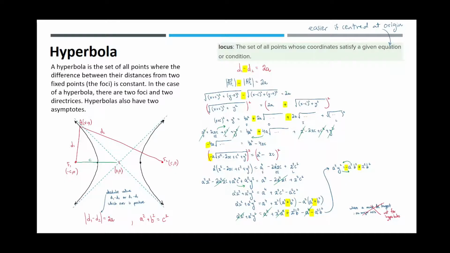So we're going to continue getting all the terms with x's and y's on one side and everything that doesn't have x and y on the other. And then we want one of the sides to be 1. So if you were to divide every single term by a squared b squared, you would get this equation of a hyperbola that is centered at the origin, which is very similar to what we had for ellipse. The only difference was there was a plus sign over here in the middle of the terms.